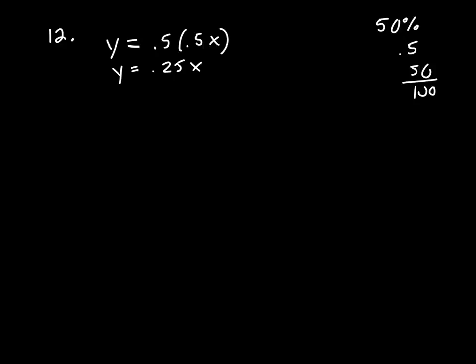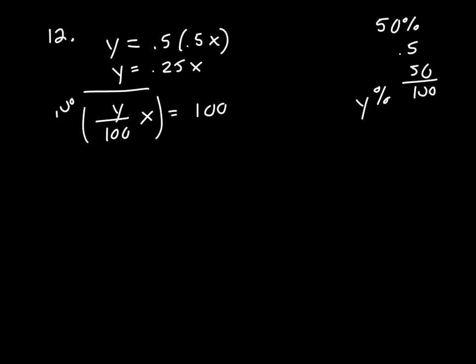And then it says y percent of x. Well, y percent, the way you would represent that would be y over 100. So y over 100, y percent of x, that's times x, equals 100. So multiply both sides by 100 to clear your fractions. And that's going to give you xy equals 10,000.